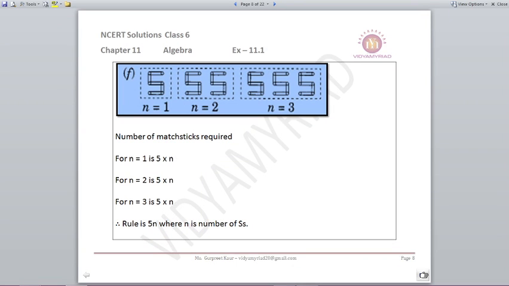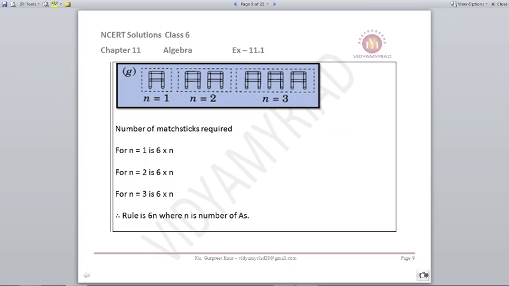For making S, I again require 5 sticks. So I need to multiply with 5 every time to find out the number of sticks required with the number of S's. So the answer is 5n. For making A, I require 6 sticks. So for making the number of A's, it becomes 6n.